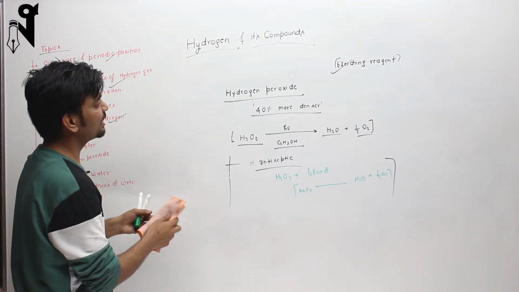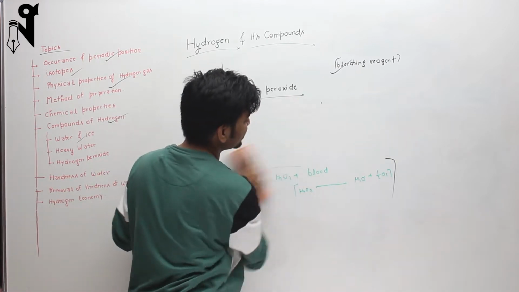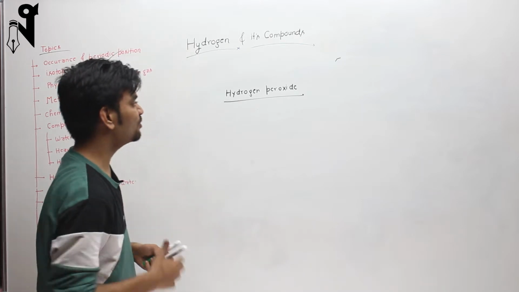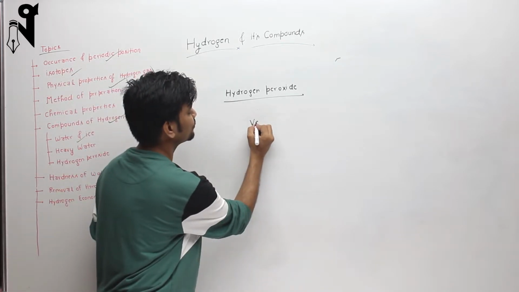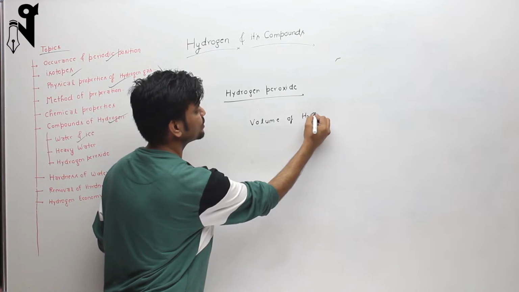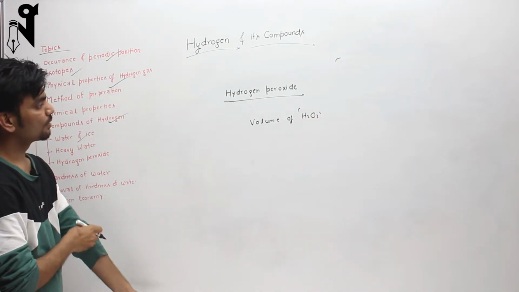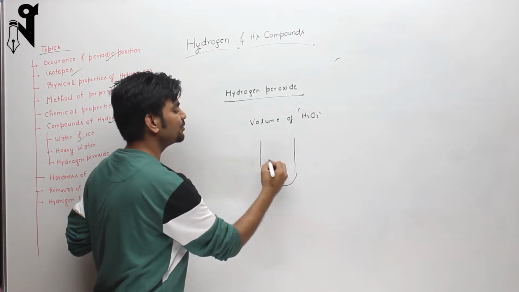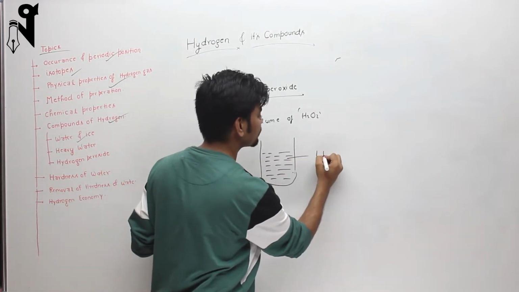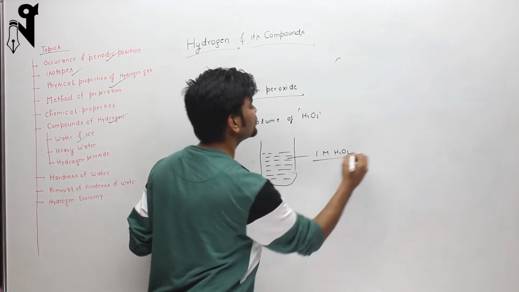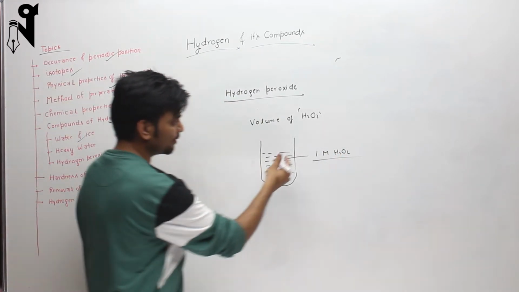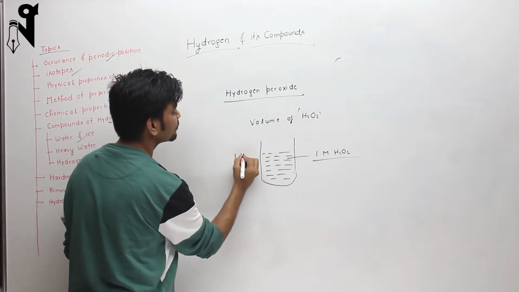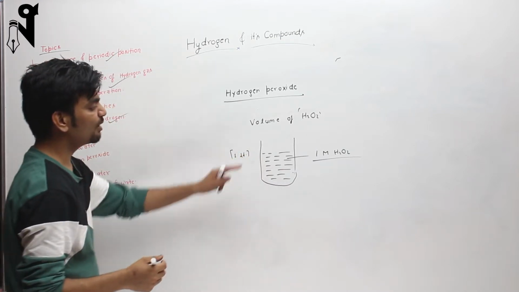One more question you can get on H2O2 is about its concentration. We use a specific term to express the concentration of H2O2, that is volume of H2O2, or hydrogen peroxide. Suppose you have a 1 molar H2O2 solution. 1 molar means, suppose this solution is 1 liter, there will be 1 mole of H2O2.